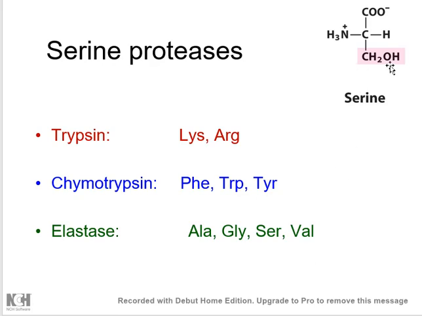So the CH2OH group side chain of the serine is essential for the catalysis of peptide cleavage by trypsin, chymotrypsin, and elastase. These three serine proteases have the same catalytic mechanism but differ by specificity, which you memorized before. So they cleave after different amino acids but all have the same common mechanism.